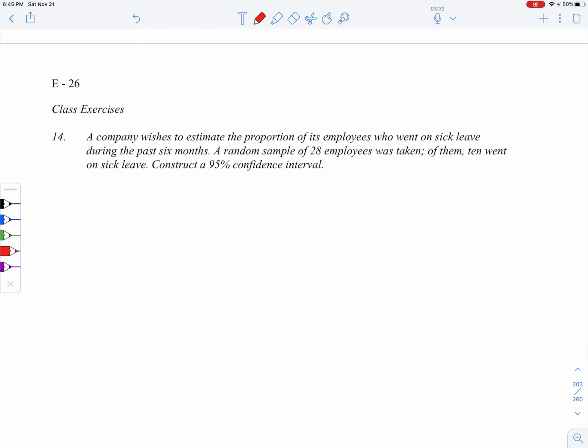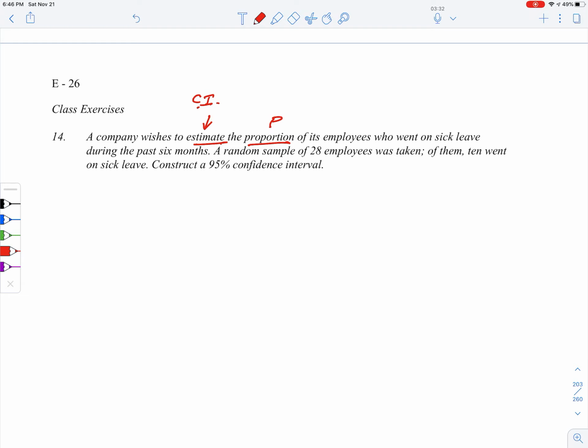Let's run through a problem now. And so we have E26, number 14. A company wishes to estimate the proportion. When you see the word estimate, that means you're looking for a confidence interval. It's a dead giveaway. The proportion, of course, is p. So we're trying to figure out p. So not mu, it would say estimate the mean. In this particular case, then it's estimate the proportion. So it's a confidence interval for p.